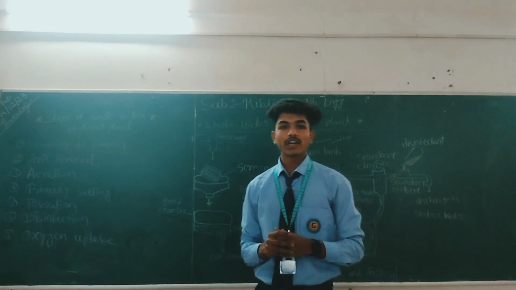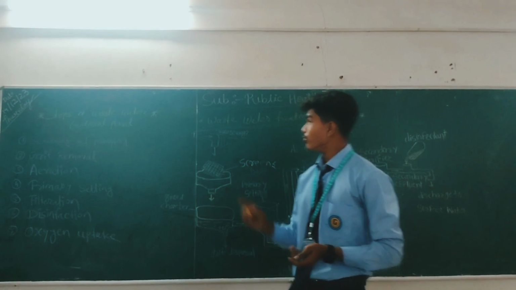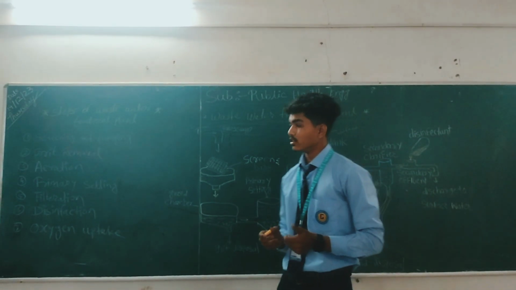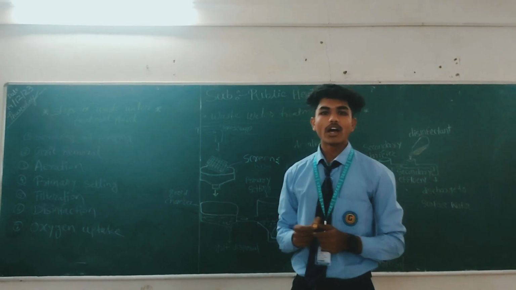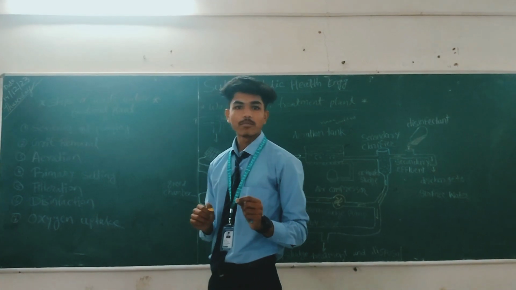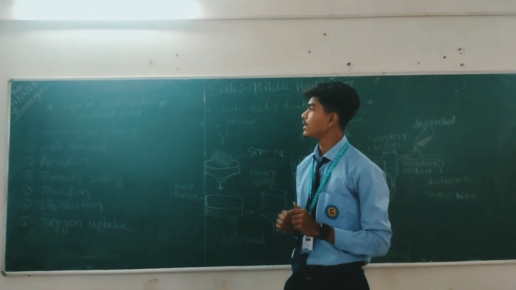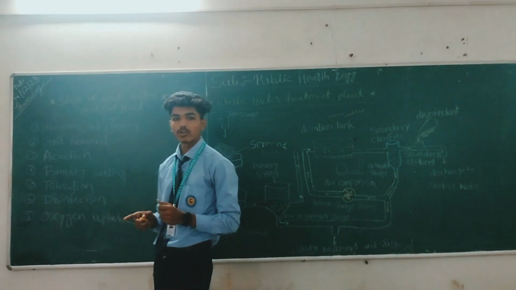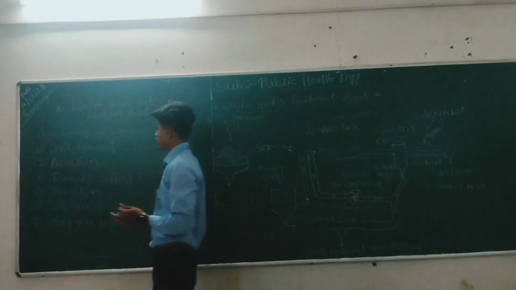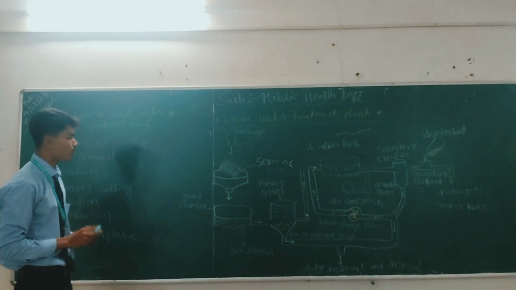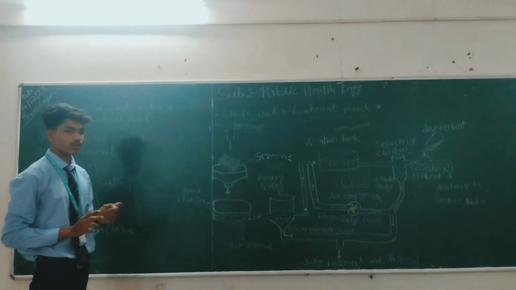So today we are discussing the wastewater treatment plant. In this lecture, I want to tell you the step-by-step process of a wastewater treatment plant. There are 7 steps of wastewater treatment. The first is the screening and pumping of raw wastewater.